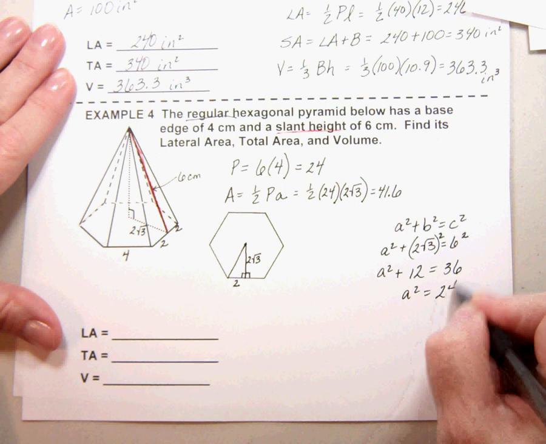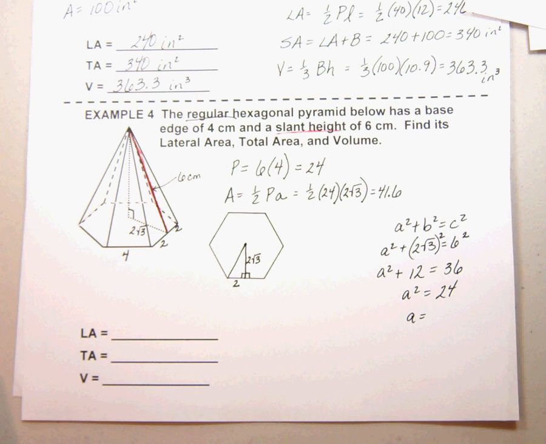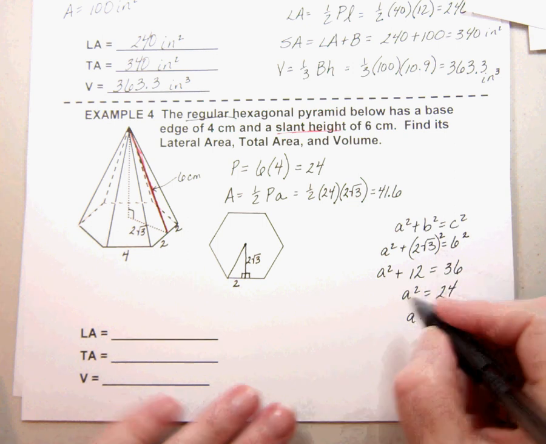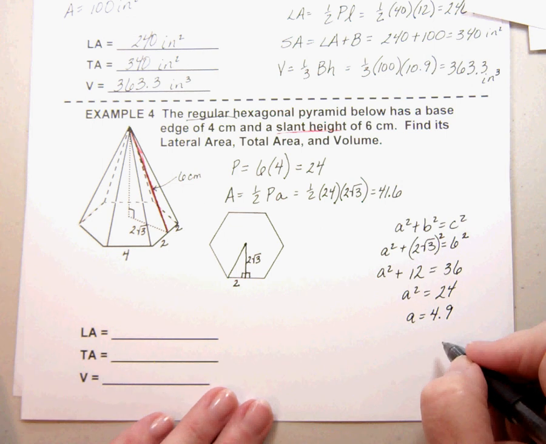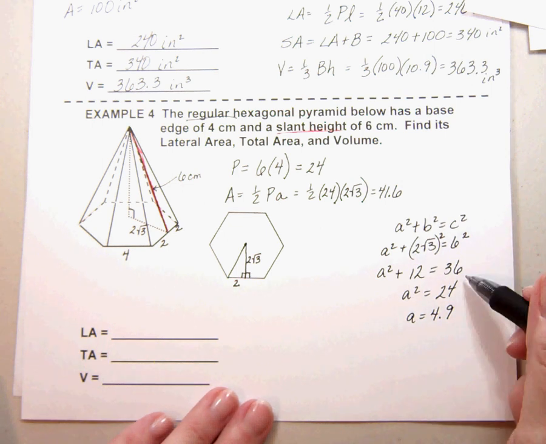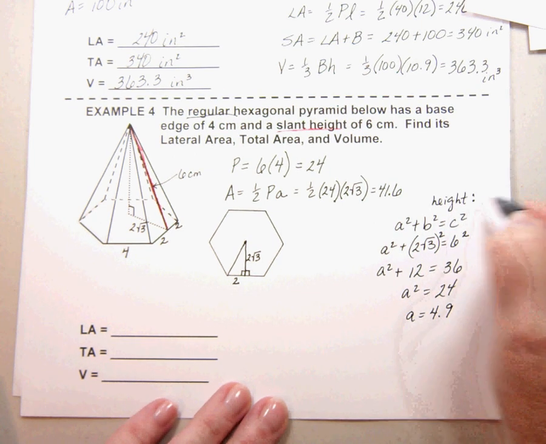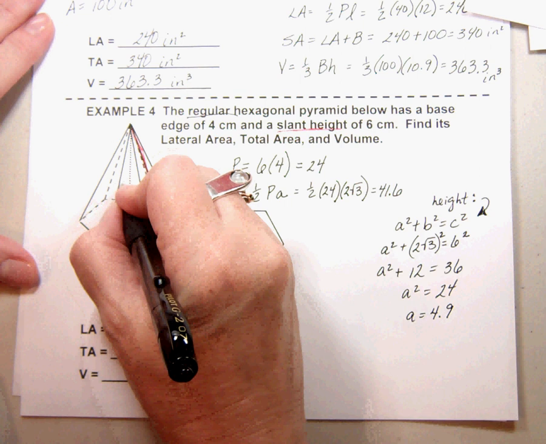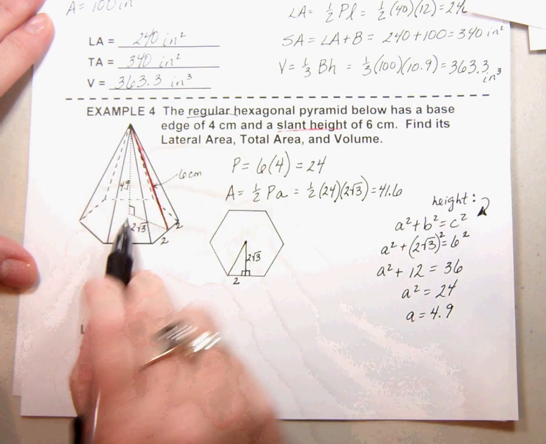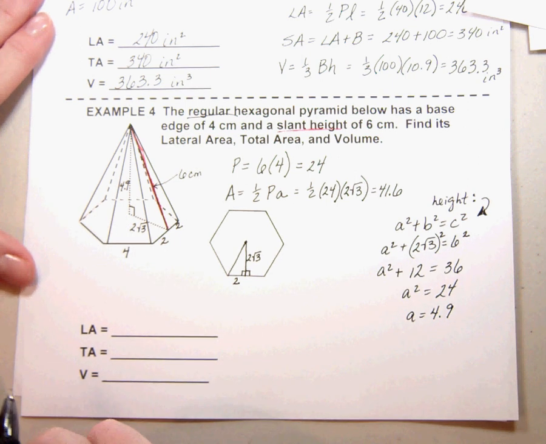So the square root of 24 is going to give us our height. Yes, it's about 4.9. It's 4.898. We'll round it to 4.9. So what I did right here is I got the height. This is how I get the height. Let's write that up here. To find the height, you use the Pythagorean Theorem. So 4.9 is this distance from the base of the center point up to the vertex point. And I'm going to need that because I'm going to use that in these formulas.